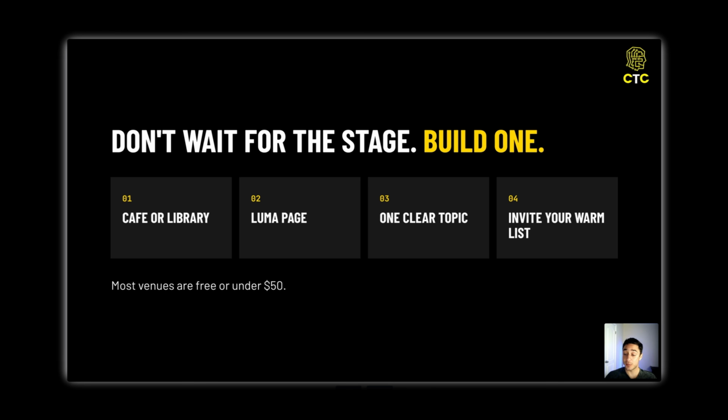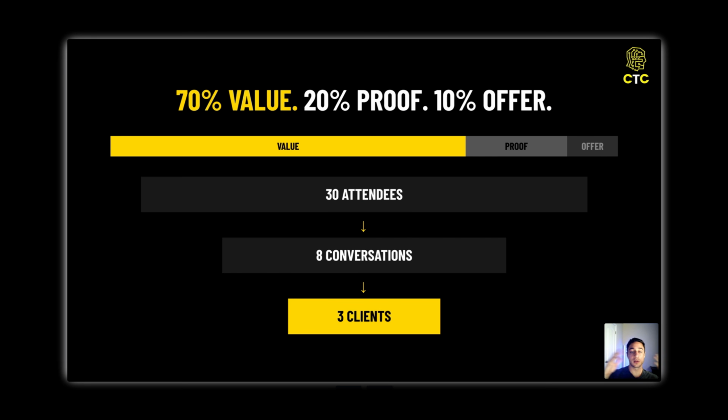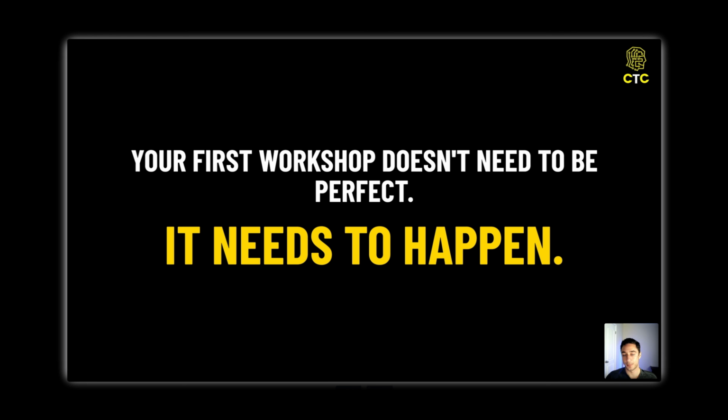Most venues are going to be free or under $50. And if you need to, you can charge for it as well. Essentially, at all of these things, when you talk, 70% of it is going to be value-based, 20% proof-based, and 10% offer. If you have 30 people show up, 8 conversations are going to lead into 3 clients, bare minimum. Okay? And your first workshop does not have to be perfect. It just needs to happen.